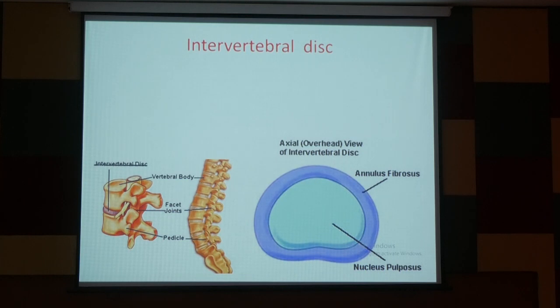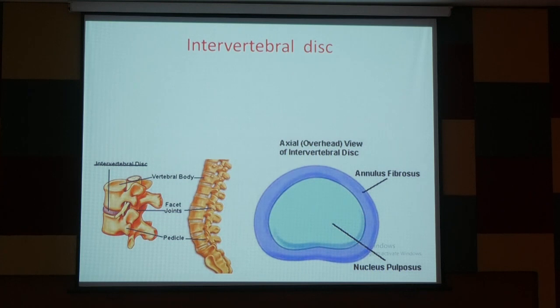Now these two elements, which compose the entire intervertebral disc, are sourced from two different areas. So we have to understand where the nucleus pulposus is developmentally coming from, where the annulus fibrosus is developmentally coming from, and what goes wrong with this intervertebral disc. This is what we are going to learn here.